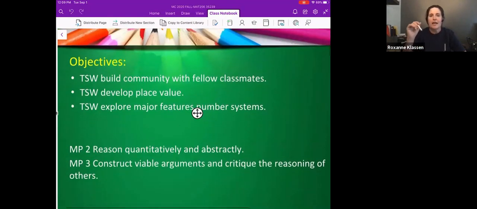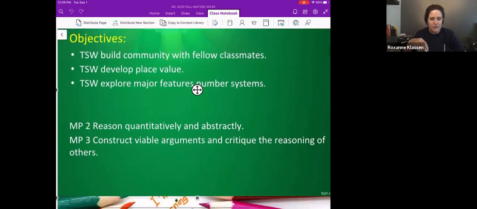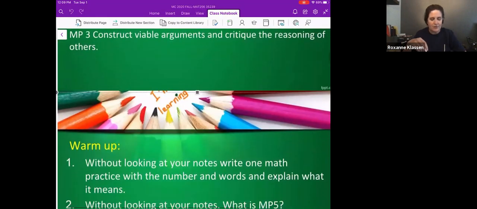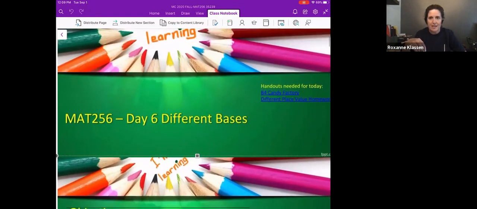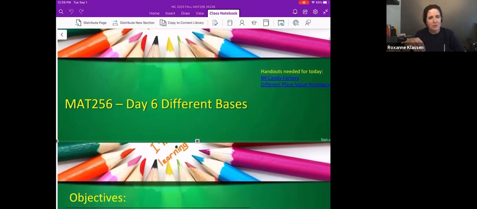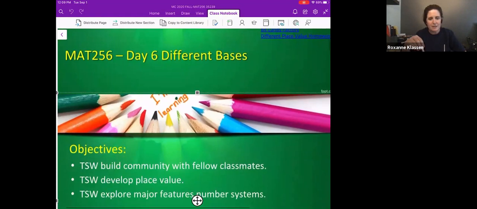So we're going to look at place value and major features of number systems, reasoning abstractly and quantitatively, and constructing viable arguments and critiquing the reasoning of others. By the way, this is where I put the handout links, right up there on the first slide. They should be clickable in the PDF, and I think I updated them.